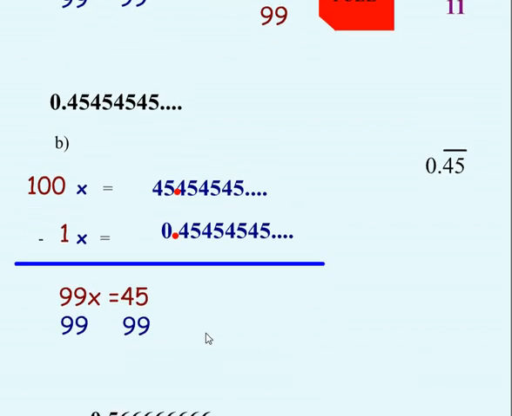And if you think about it, with 45 over 99, you're going to divide by 9, and you're going to get 5/11ths. So that is a real quick way to get the answer for this one. That basically 5/11ths is 0.45 repeating.